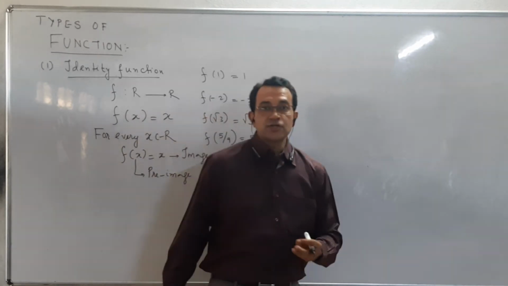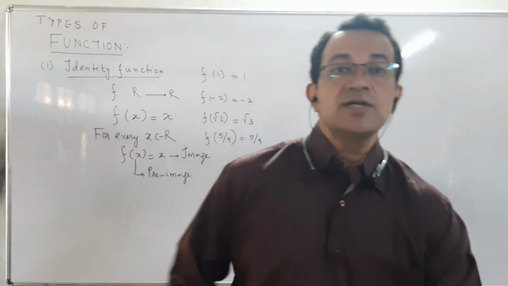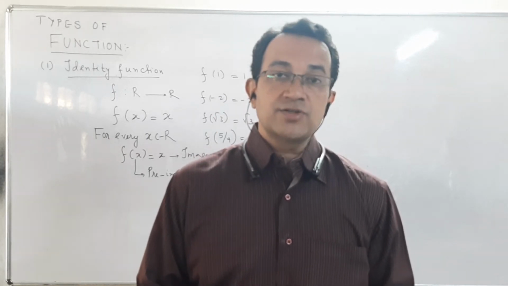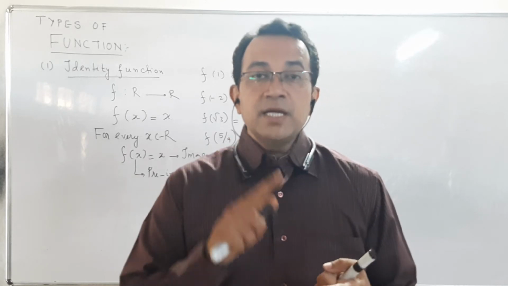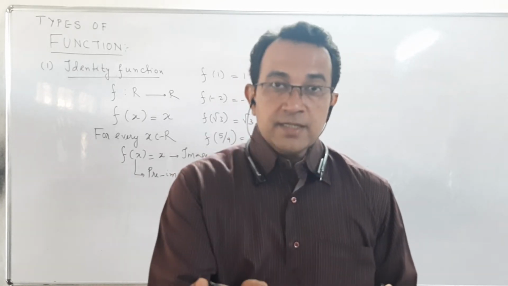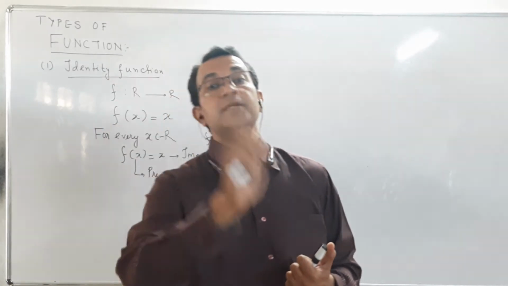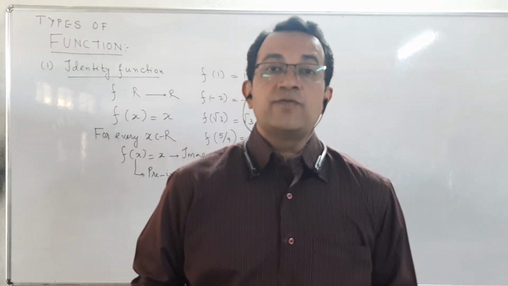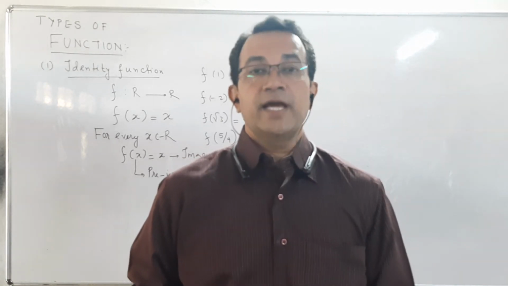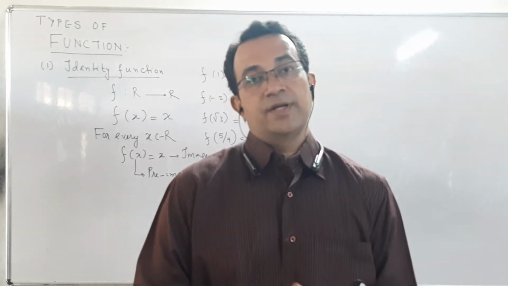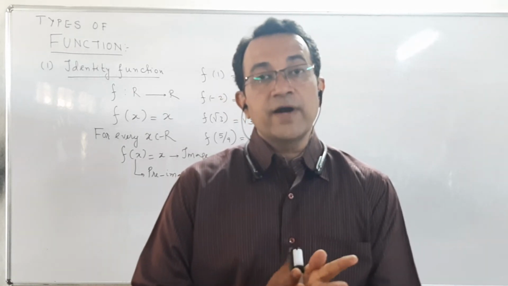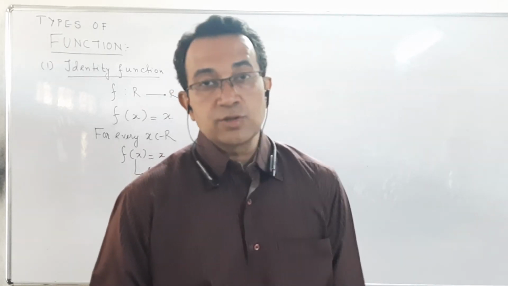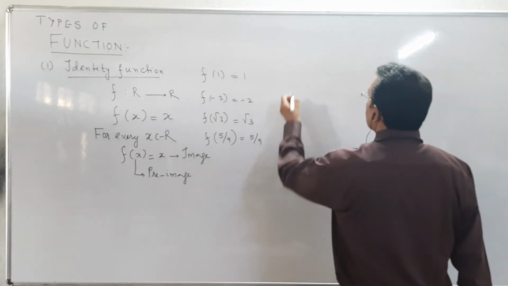So identity function is such a function, students. Identity function is such a function where image of every element of domain is the element itself under the function f, where image of every element of domain under the function f is the same, and the graph of identity function is a line passing through origin. So like this.